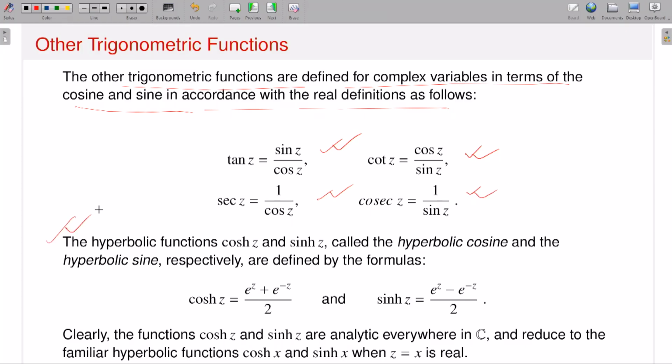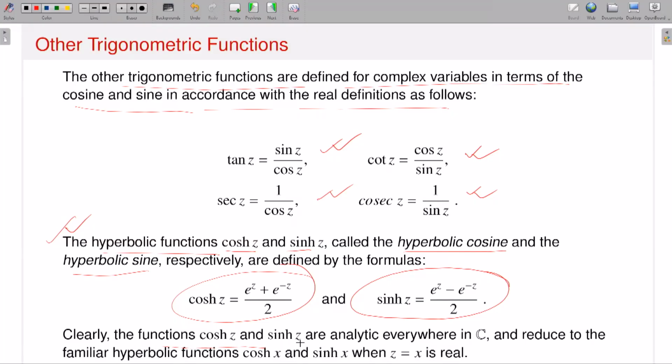Of course, the hyperbolic functions you can also define: the hyperbolic cosine and hyperbolic sine, respectively. You can define cosine hyperbolic z as e to the power z plus e to the minus z by 2. Similarly, sine hyperbolic z is e to the z minus e to the minus z by 2. Like in the real case, where you have it in terms of x, this time I am replacing x by z.